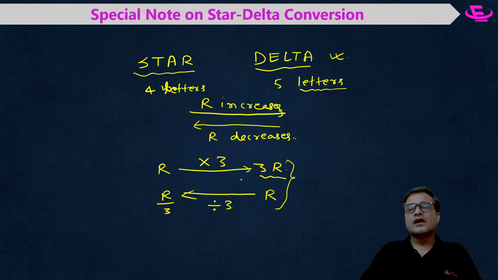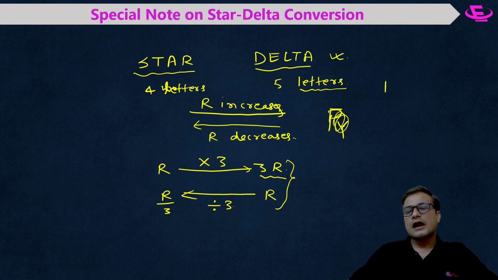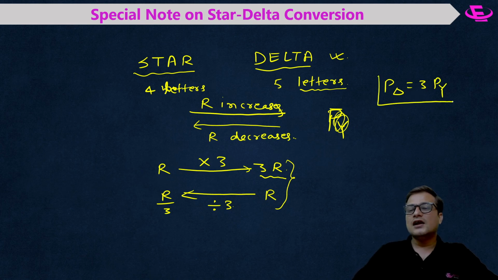Next, come to power consumption. If equal resistors are there in a star and the same resistors are converted to delta, then for equal resistors, P delta will be 3 times P star. That means power consumption in delta load will be 3 times that of star load. So this is about star delta conversion.